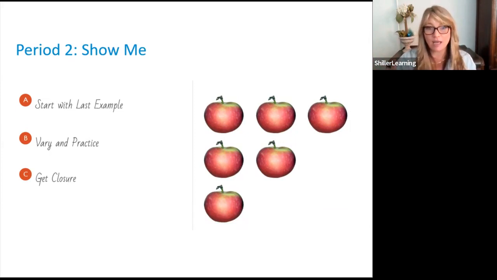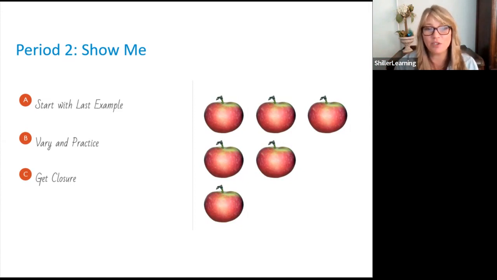And then point to the 3. Oh, excuse me. No, you're not pointing. You're asking the child to point. I'm jumping ahead to the next period. So ask your child, can you show me 3? Can you show me 1? Can you show me 2? Don't do it in order. Start with the last example and then give some variety in your practice.